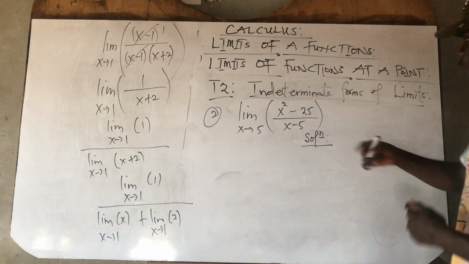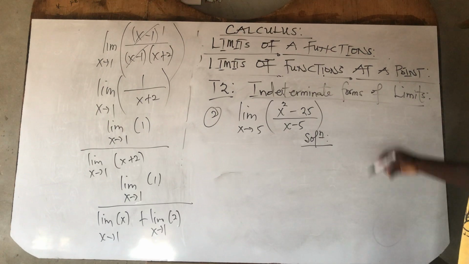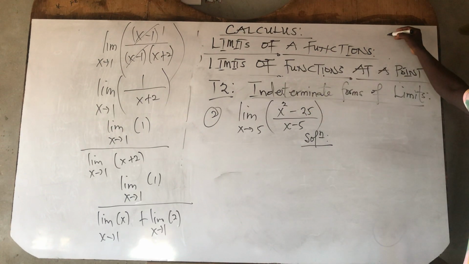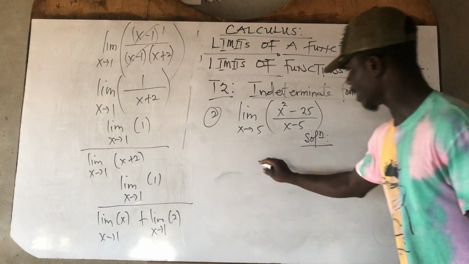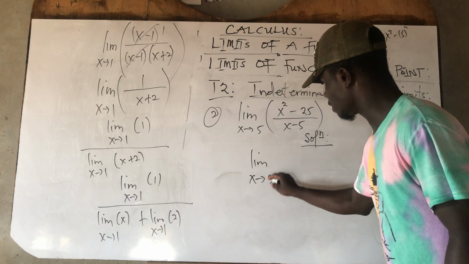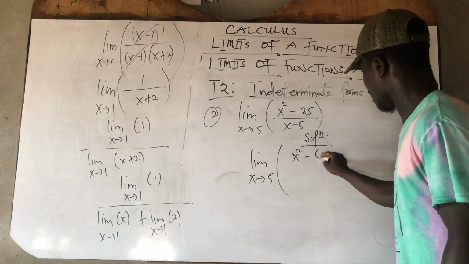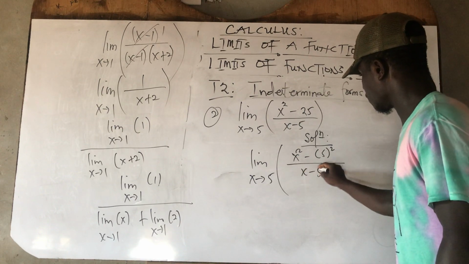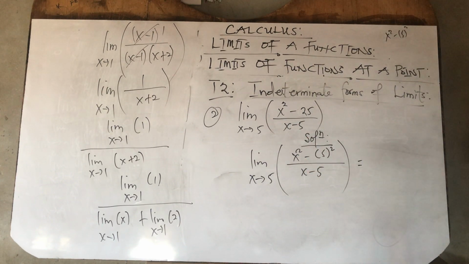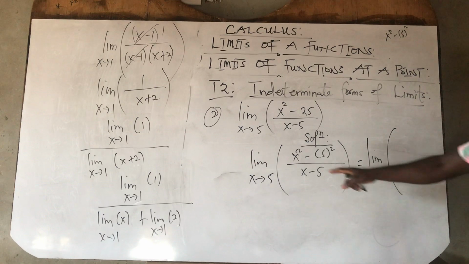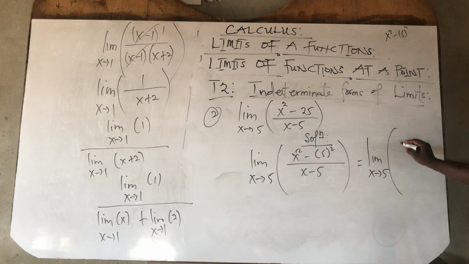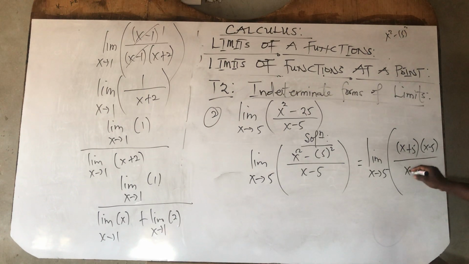So simplify. So here, I have x squared minus 25. You know that the numerator is a difference of 2 squares, which is x squared minus 5 squared. I believe you know that. So I can say that the limit as x approaches 5 of x squared minus 5 squared all on x minus 5, right? So the limit as x approaches 5 of x squared minus 5 squared is the same thing as x plus 5 times x minus 5, from difference of 2 squares, all on x minus 5.